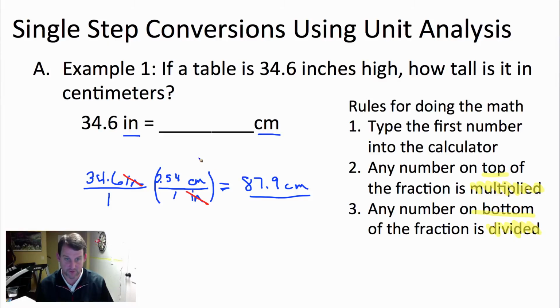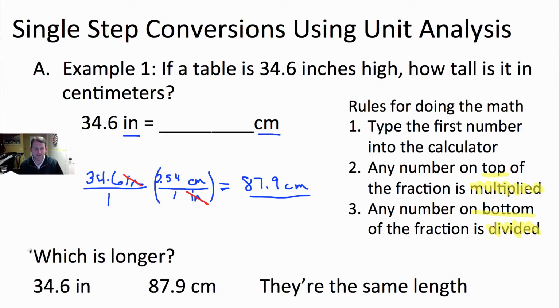The unit analysis refers to these fractional units, and we'll do more examples with you. So the question is, which is longer: 34.6 inches, 87.9 centimeters, or are they the same length? Click on one of these numbers at the bottom of the screen. I'll give you about 15 seconds to click on the one you think is true. So which is longer, 34.6 inches, 87.9 centimeters, or are they both the same length?